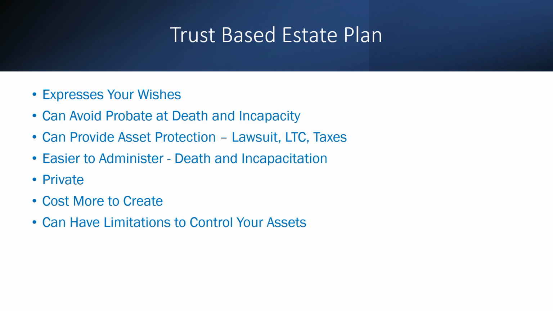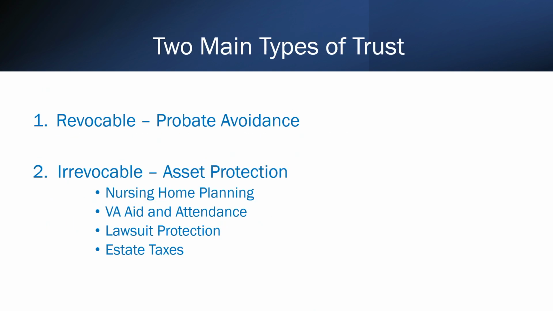And then I think the last one here is that typically there will be limitations to control your assets, depending on the type of trust again. And we're about to get into those two different types in a minute. So the two types of trust that we typically see are a revocable trust, and a revocable trust is mainly set up for probate avoidance, and that's probate while you're alive through an incapacity situation, and also probate when you pass away.